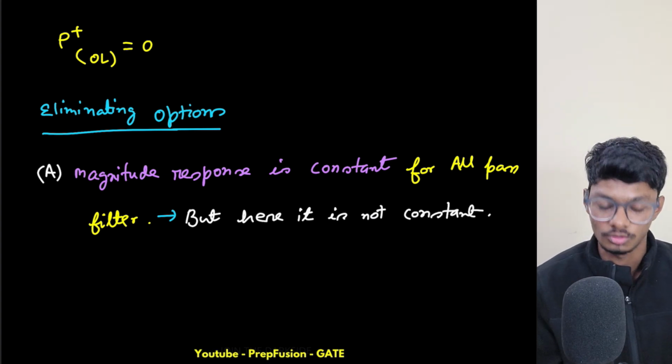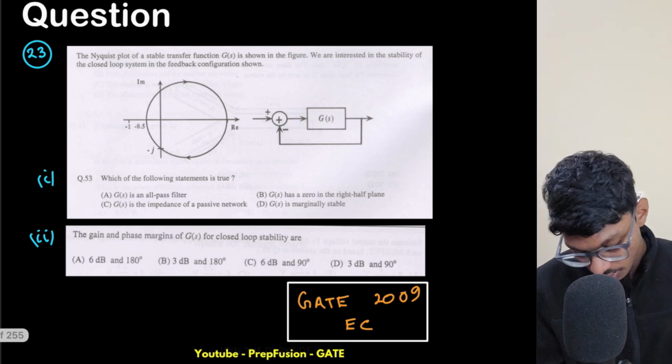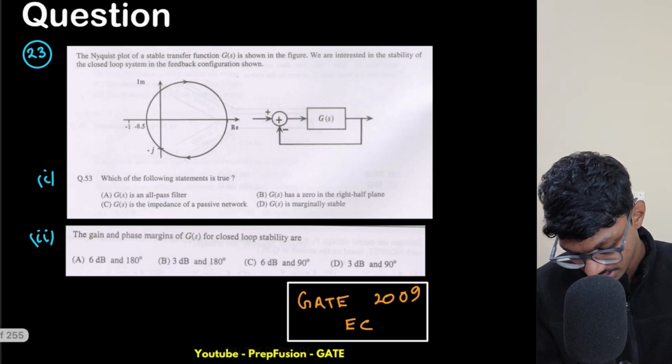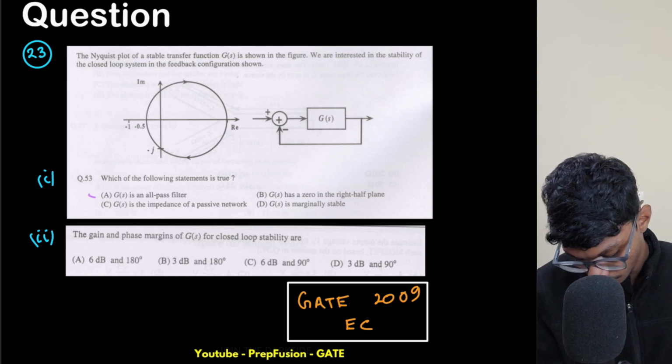Not constant, but here it is not constant basically. So this is one thing. So hence option A is eliminated. So this is gone.